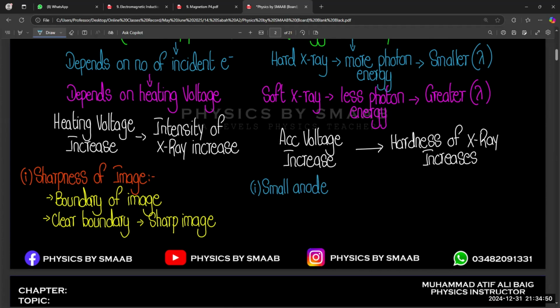When we are using a small anode in the setup, there is a specific area, and on that specific area a small number of electrons strike, and we will get a very focused image from there, right? In the same way, a small aperture.